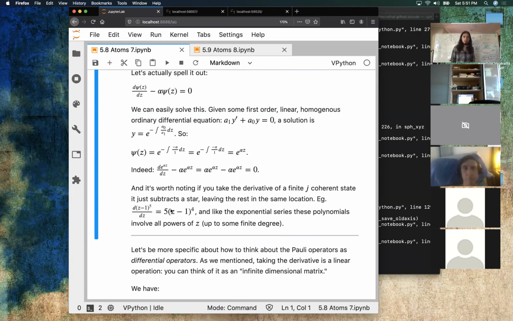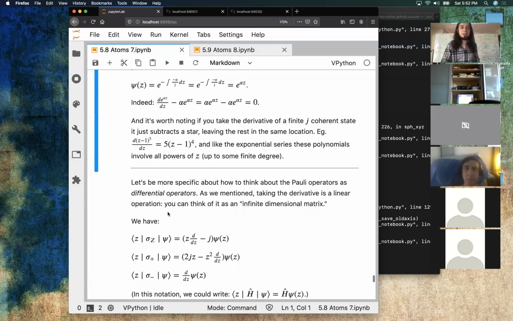What's interesting about them is that if you have, say, a spin coherent state where all the stars are at x plus, so that would be (z minus 1) to the 5th, say there's 5 stars there. If you take the derivative of it, it's just 5 times (z minus 1) to the 4th. In other words, taking the derivative doesn't change the locations of the stars, it just pops one off. And in the case where we're dealing with an exponential function literally, then taking the derivative would have no effect.